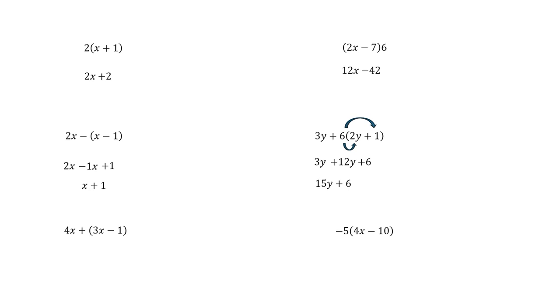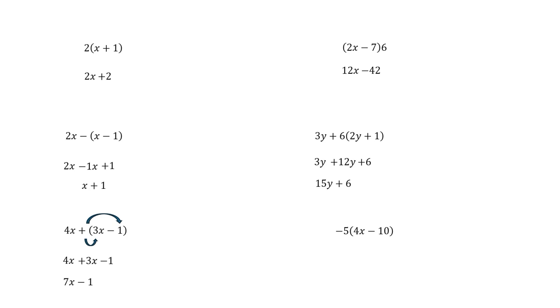In the next example, the 4x is by itself. We would just write it as such. And then plus 1 times 3x plus 1 times negative 1. Collect the like terms. 7x minus 1.